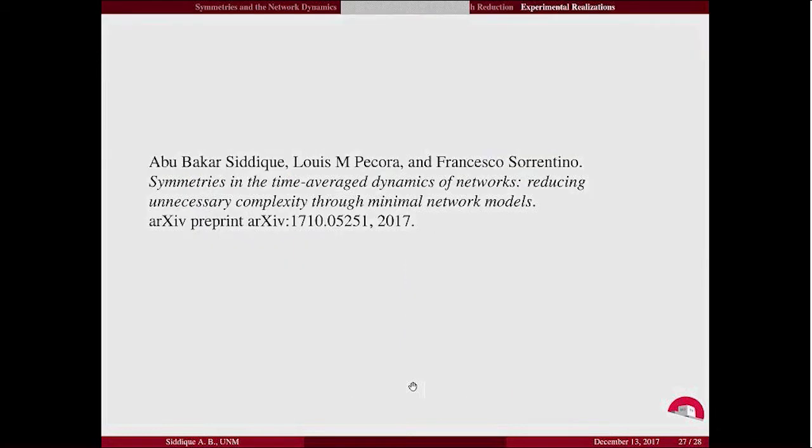And we discussed the other dynamics and the role of symmetry on the other dynamics in this paper. And this is the arXiv link. And that's all. Thank you.